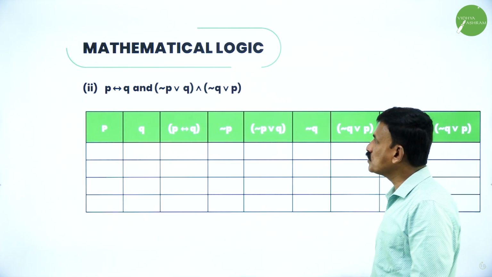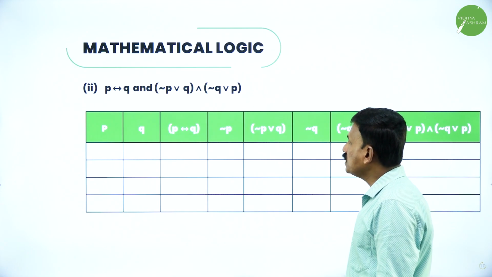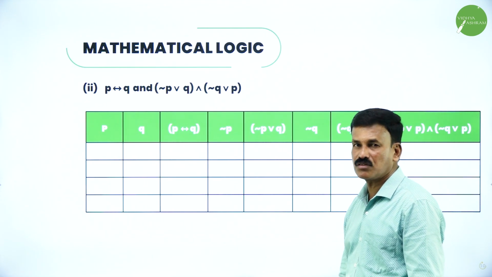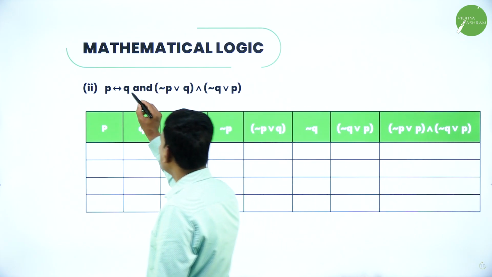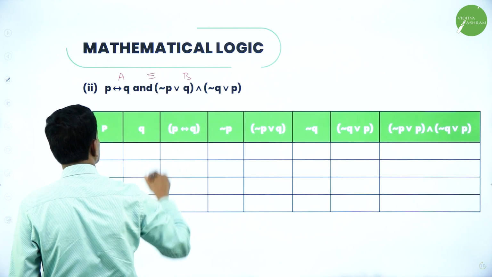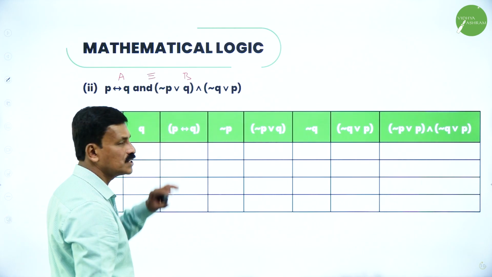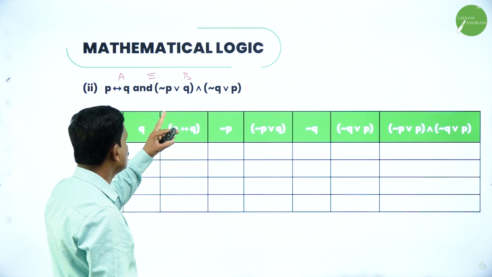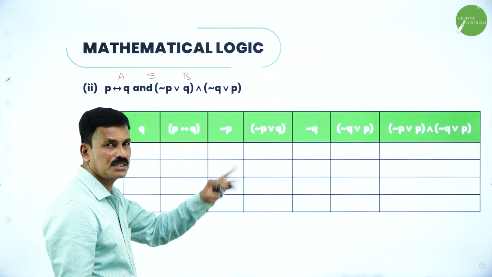P biconditional Q and (¬P ∨ Q) ∧ (¬Q ∨ P) are logically equivalent. Now we have to verify. Let us call this A and this B. A is logically equivalent to B. What is A? P biconditional Q. What is B? (¬P ∨ Q) ∧ (¬Q ∨ P).